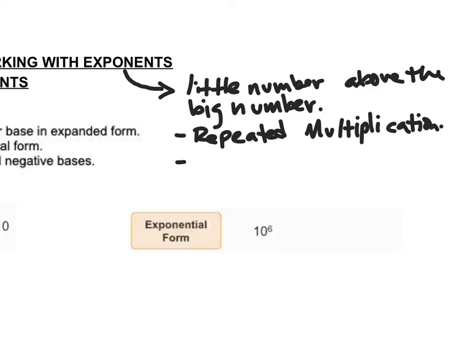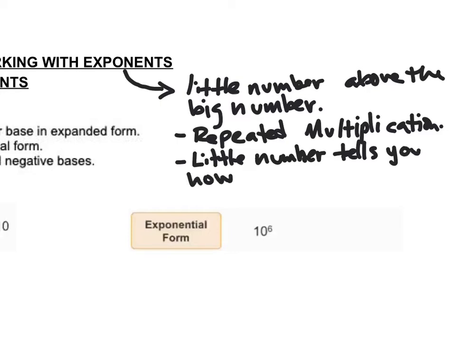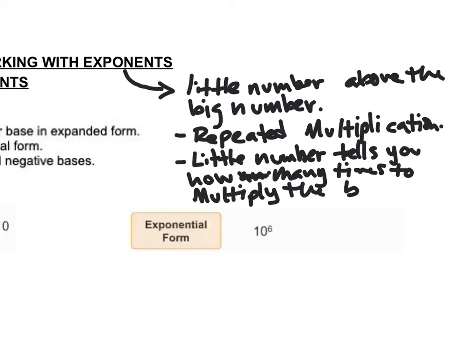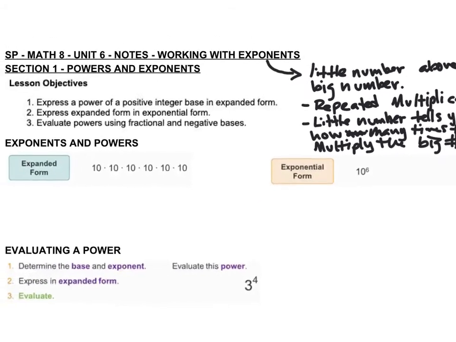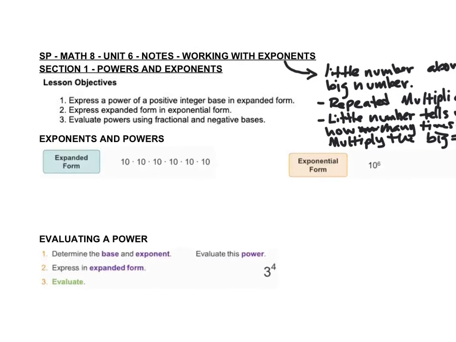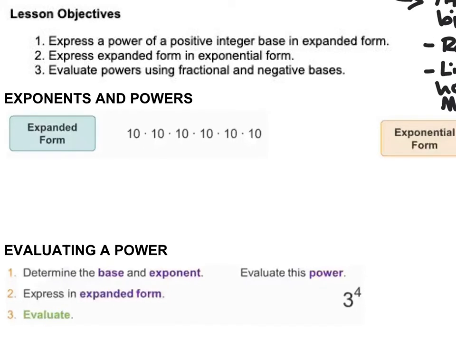so let's write this. The little number tells you how many times to multiply the big number. Okay, and that's all you're doing, okay? So what I want to do here is to show you the difference between exponential form and expanded form. Okay, so let's say that I am multiplying 10 6 times, okay? And that's what I'm doing here, all right?